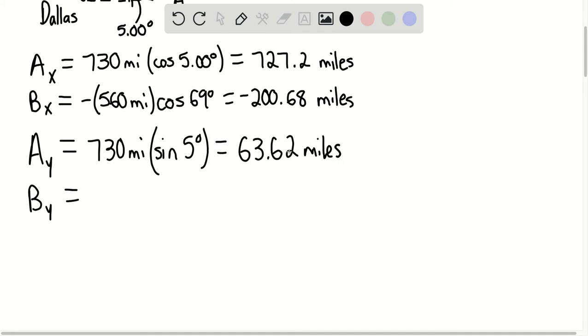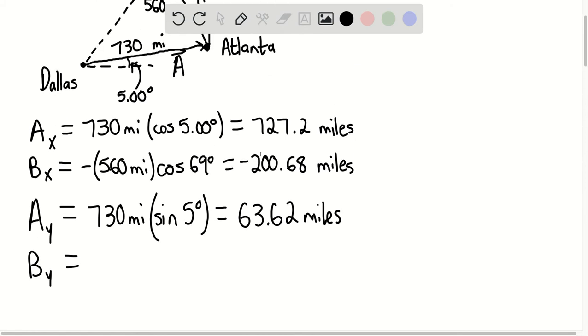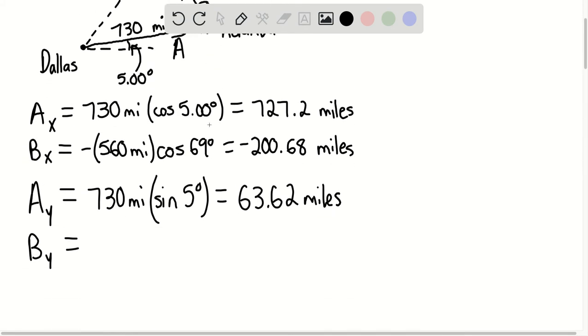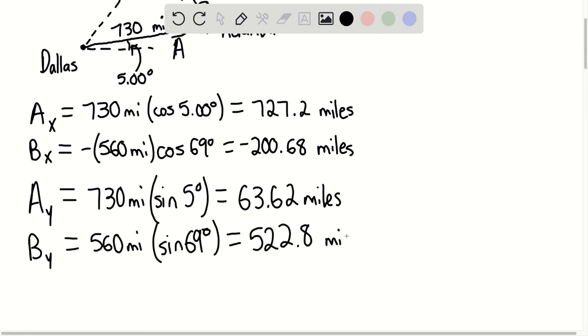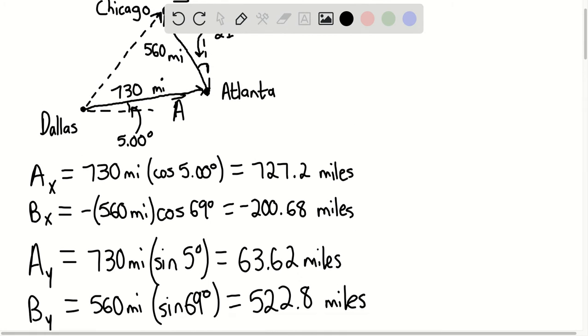And then for the y component of B, here we're moving in the positive y direction, so we'll keep it positive, and we'll say 560 miles. Again, we can say sine of 69 degrees, or cosine of 21 degrees, either one. To keep it consistent, we'll simply say sine of 69 degrees. And this gives us 522.8 miles.